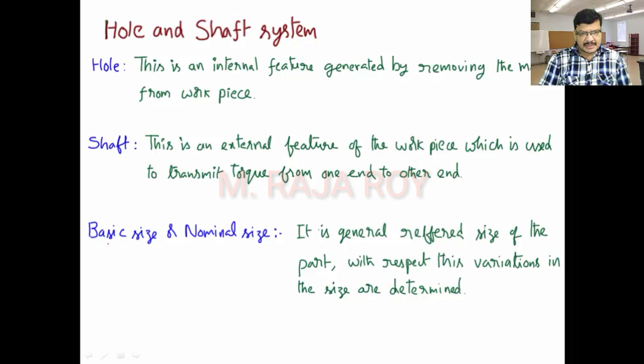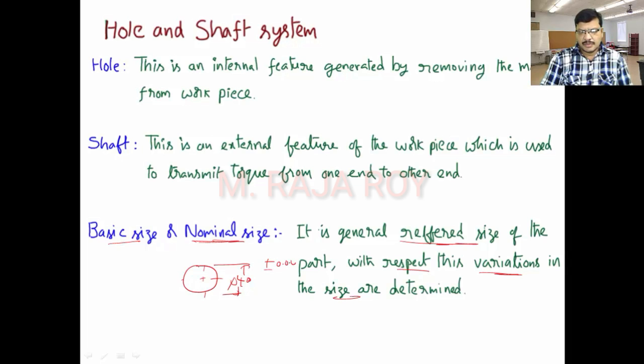Next, what is basic size or nominal size? Basic size or nominal size is the generally referred size with respect to which we can define the variations of the size. So the basic size of a shaft is some 40. Exactly 40 I am not able to manufacture. It is slightly varied. This variation I have to show, suppose plus or minus 0.02. How to show this variation with respect to some standard dimension only? That standard dimension we will call the basic size.